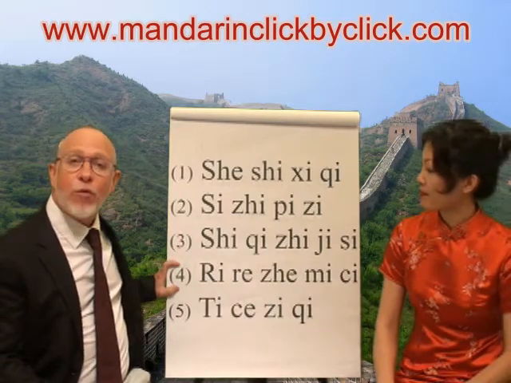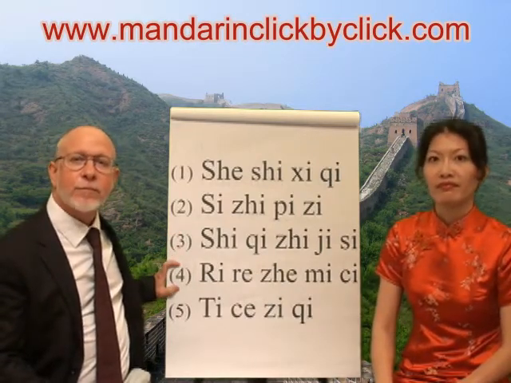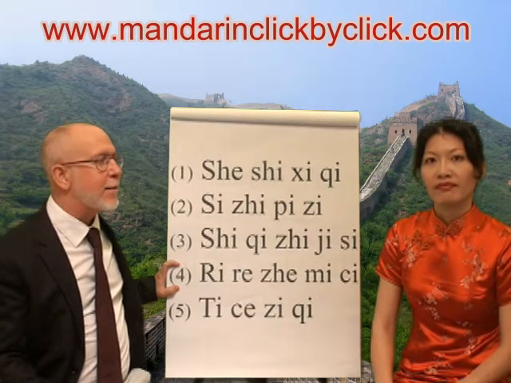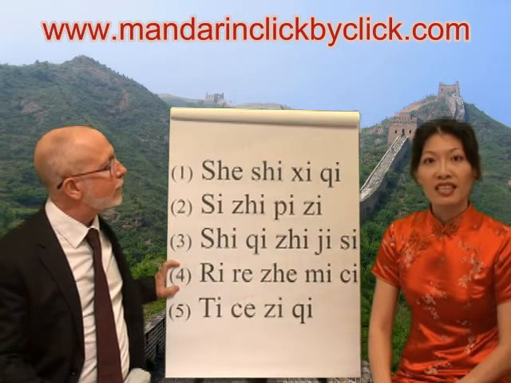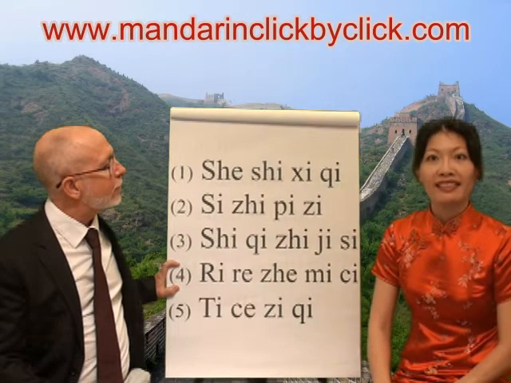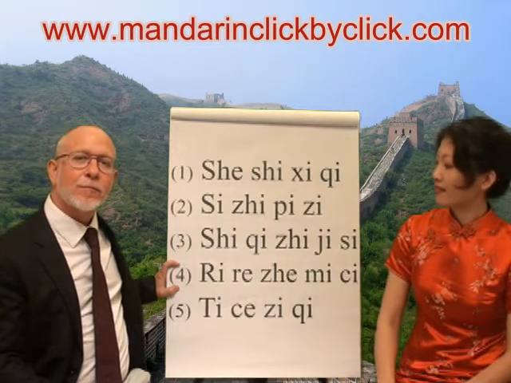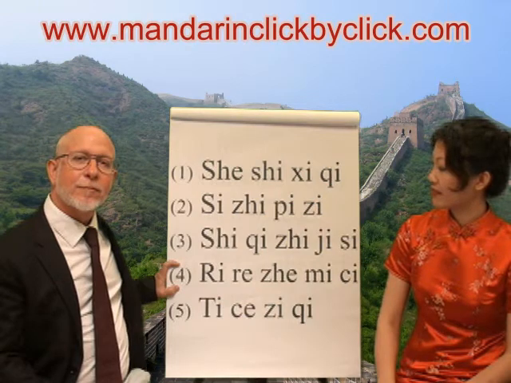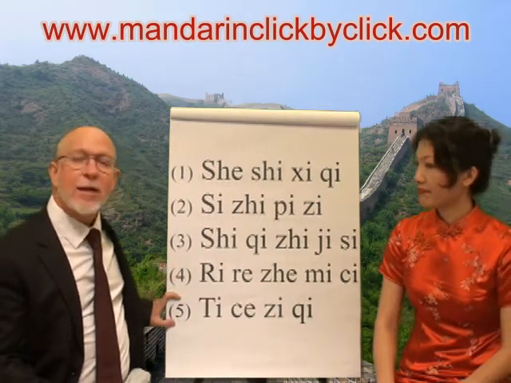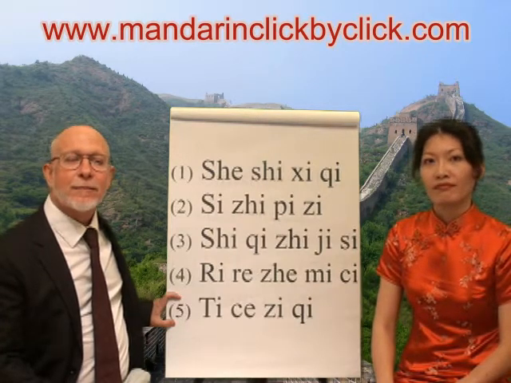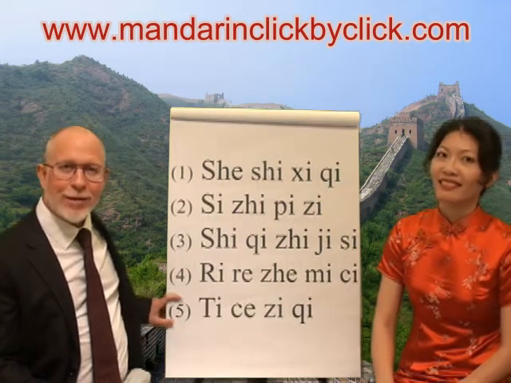Now let's read number 4 aloud. And let's hear it. 日 热 遮 咪 呲 And you can repeat it. And let's read number 5 aloud. And you can hear it. 踢 色 滋 七 And now you can repeat it.